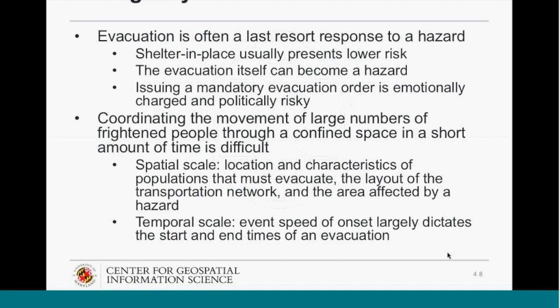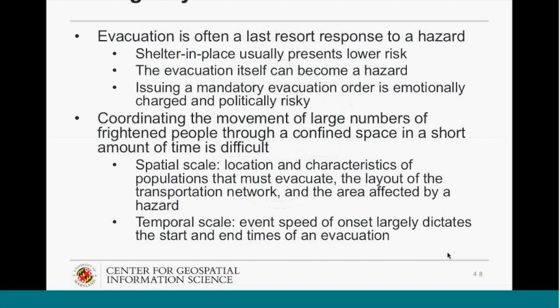Now, coordinating the movement of a large amount of people through a confined space in a short amount of time is inherently difficult. This is a difficult spatial problem to solve. And thinking about it from this geospatial perspective, your spatial scale is an issue, obviously. You really need to consider the location and characteristics of the population that must evacuate, the layout of the transportation network, if you're talking about an evacuation by vehicle, which most of ours are in the U.S., and the area affected by the hazard. And then you have to think about temporal scales too, right?